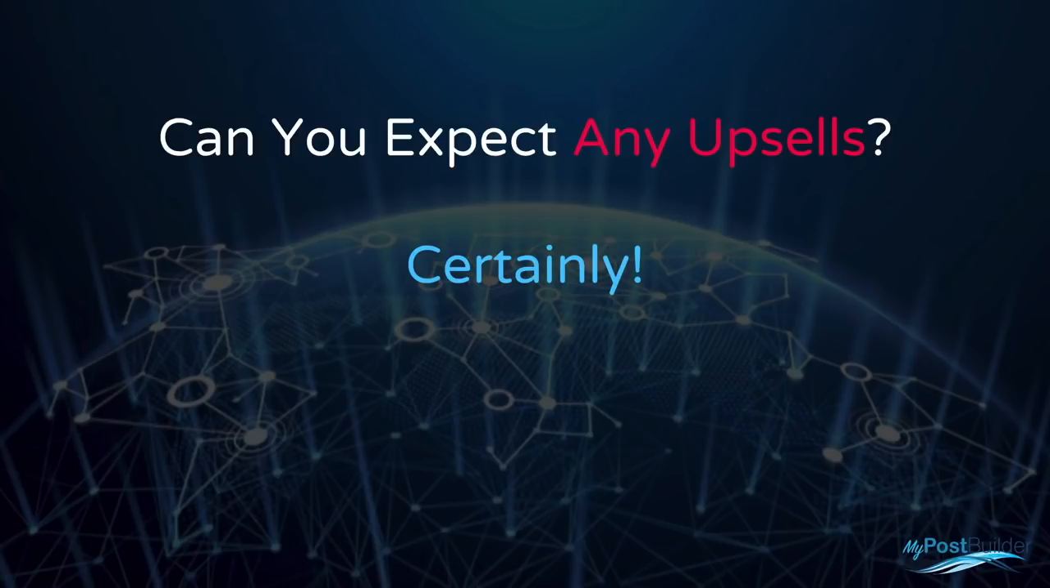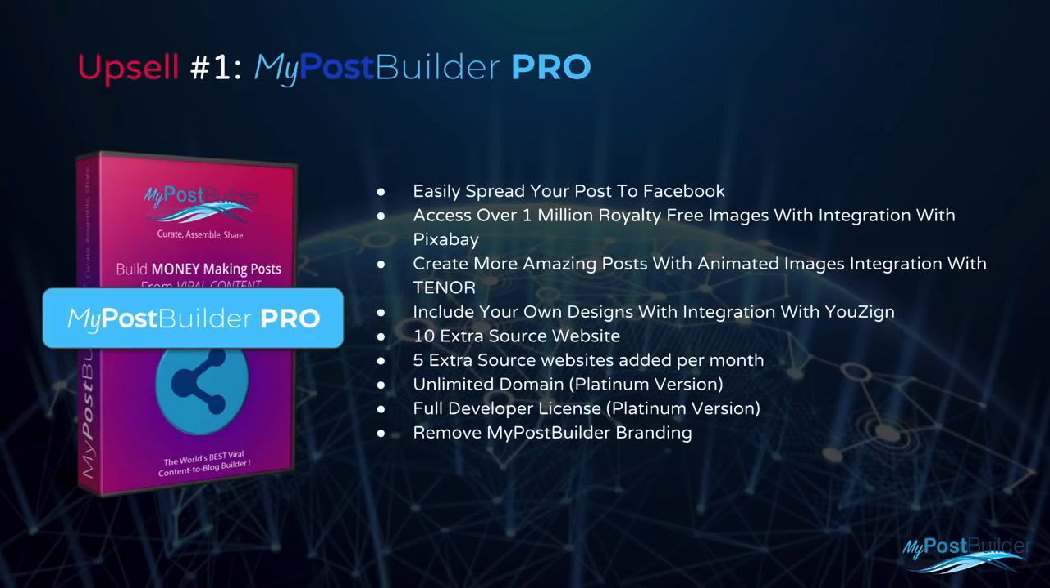Let's talk a little bit about the upsells. People are often asking about that, and we want to make sure that you know exactly what's happening on those upsells. So the pro version is the first upsell you're going to be offered. You can easily spread your post to Facebook using the pro version. You get access to over 1 million royalty-free images with integration to Pixabay. That's included in that pro version.